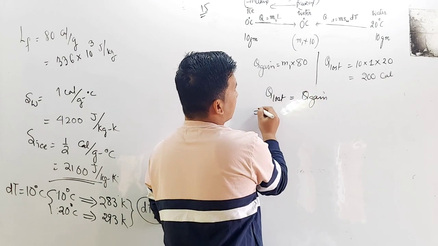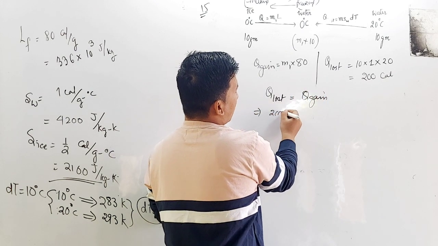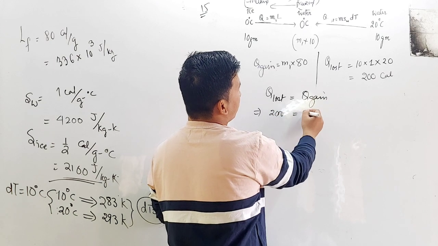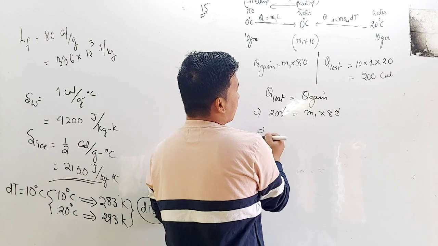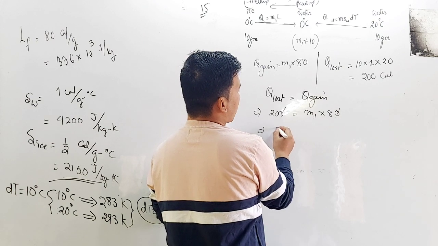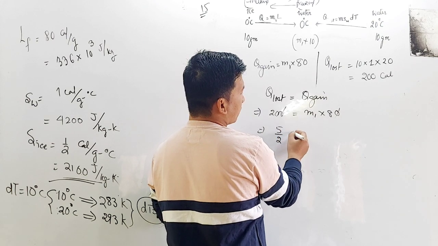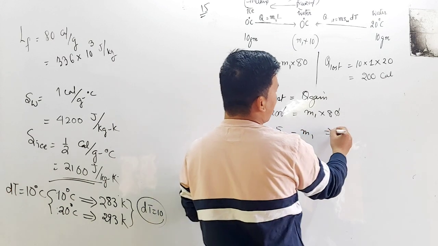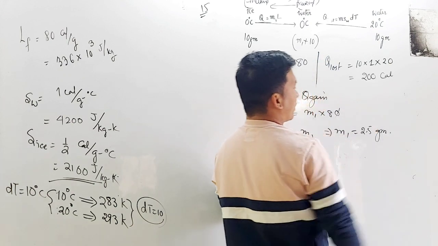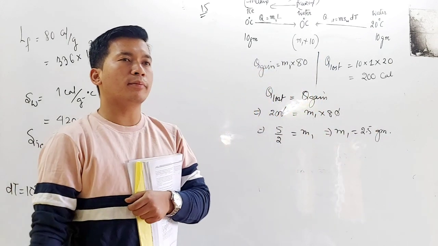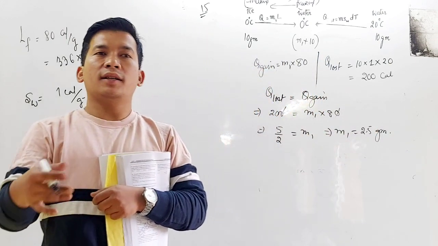Here Q loss is 200, and Q gain will be m1 into 80. The zeros cancel out, so m1 would be equal to 2.5 gram. So we can conclude that only 2.5 gram out of 10 is melted.